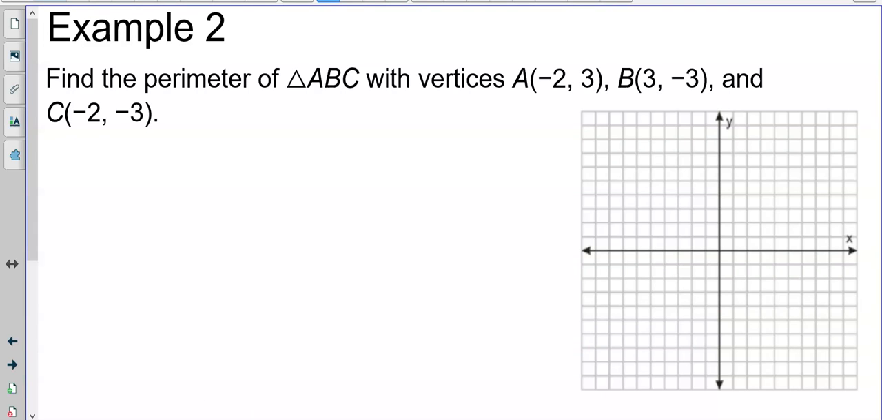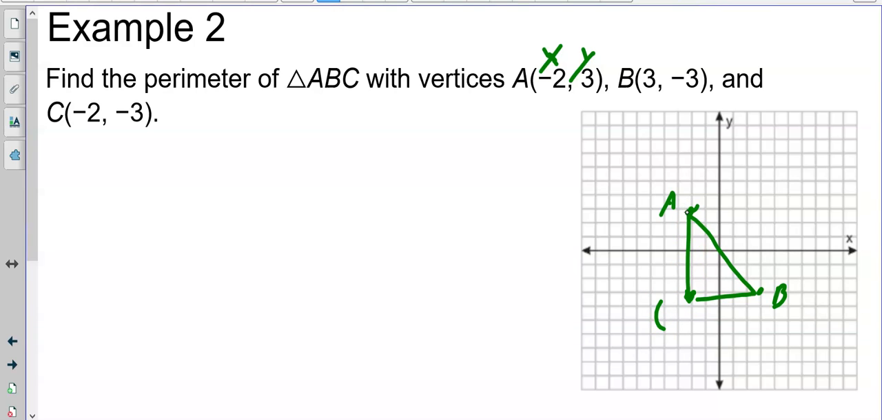All right, find the perimeter of a triangle with vertices A(-2, 3), B, and C. So -2, remember, this is x, then y. So x means -2 to the left, 1, 2, and up 1, 2, 3. So there's my 1 point. B, 3 to the right, 1, 2, 3, down 3, 1, 2, 3. And C, -2, this time -3.